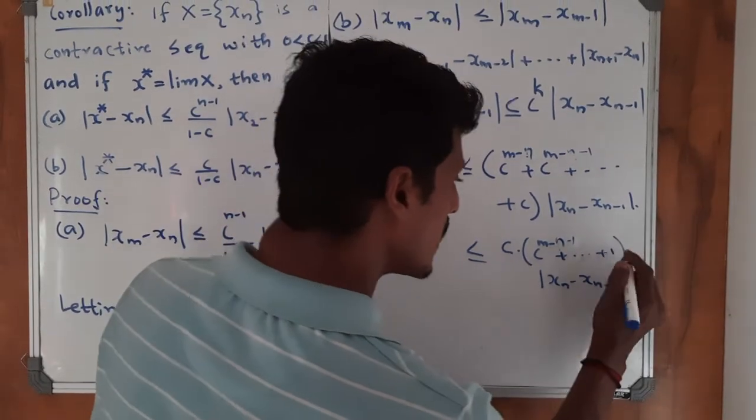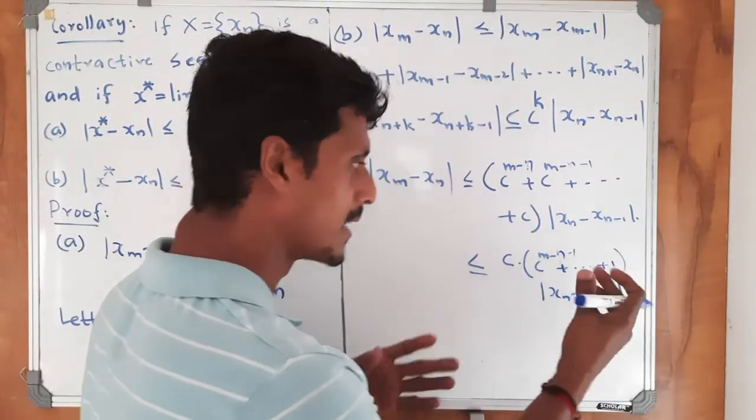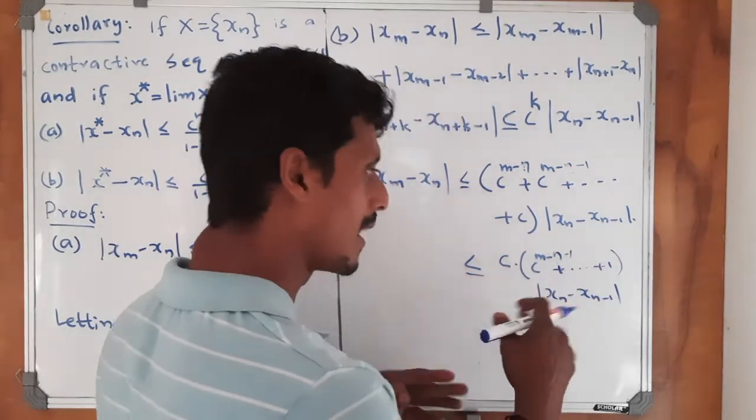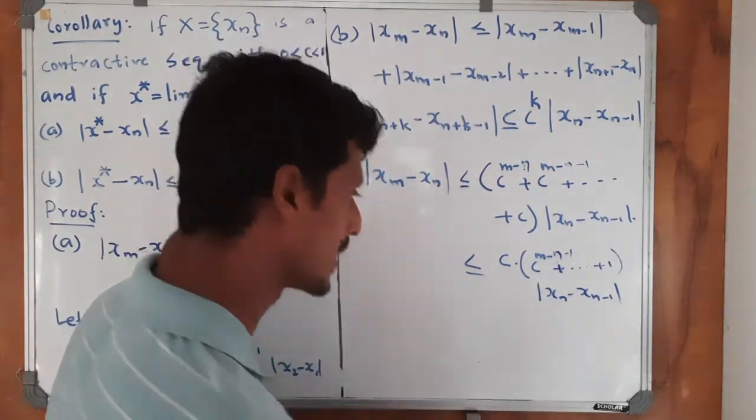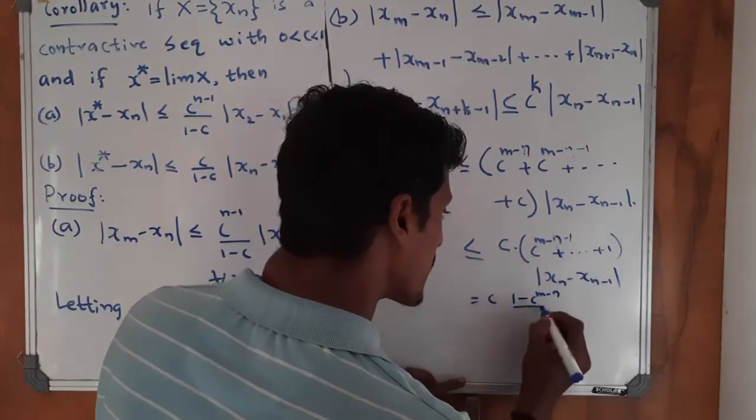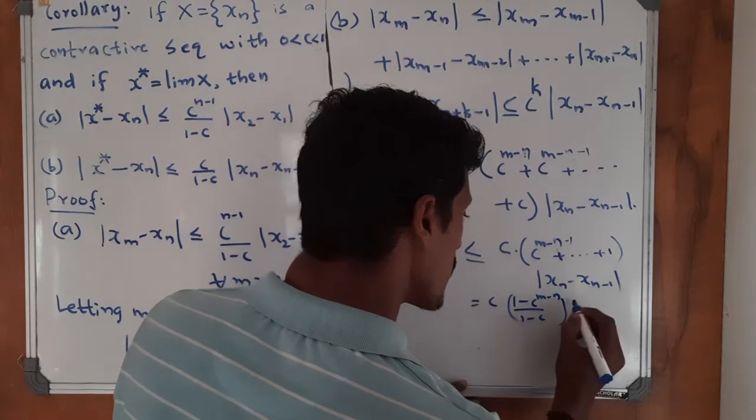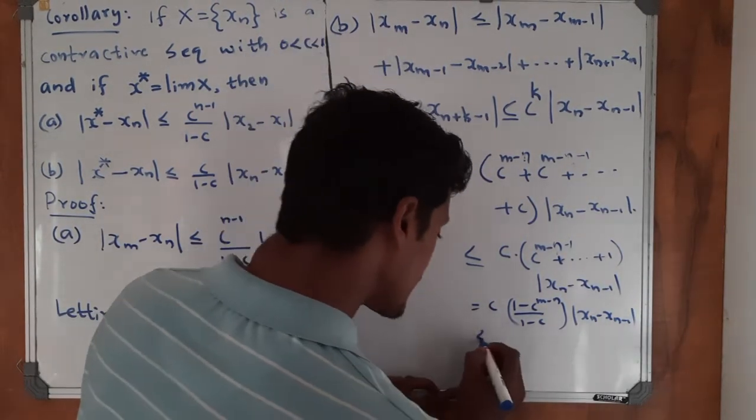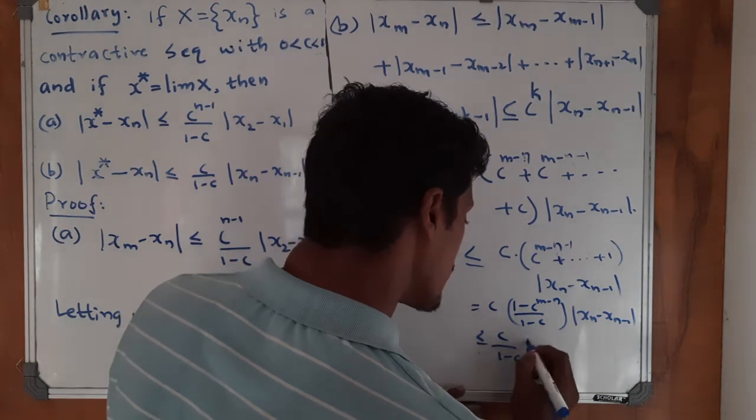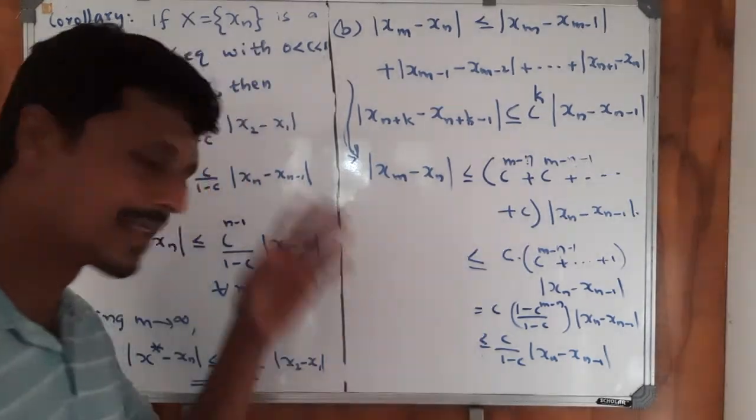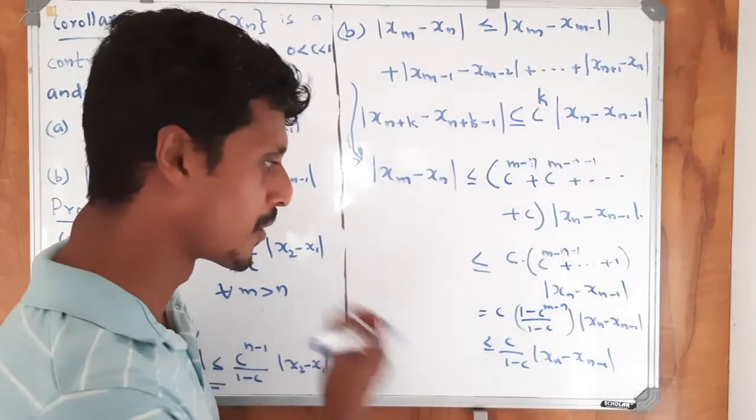Again, this being a geometric series, the sum of finite terms of a geometric series with the first term 1, common ratio c, and the number of terms m minus n, is equal to c into 1 minus c raised to m minus n divided by 1 minus c into modulus of xn minus 1, which is less than or equal to c by 1 minus c into modulus of xn minus 1. By the same argument we have given in the proof of the theorem.